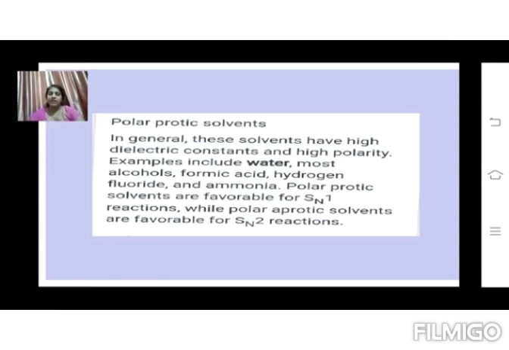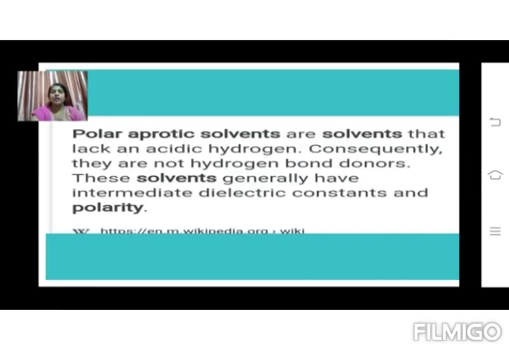These solvents have high dielectric constant and high polarity. For example, which includes water, alcohol, formic acid, hydrogen fluoride, etc. The polar protic solvents are favorable for SN1 reaction, while polar aprotic solvents are favorable for SN2 reaction. The polar aprotic solvents are solvents that lack an acidic hydrogen. Consequently, they are not hydrogen bond donors. These solvents generally have intermediate dielectric constant and polarity.